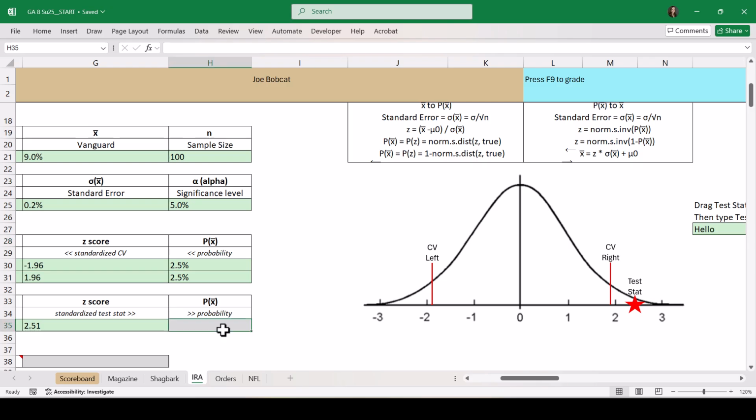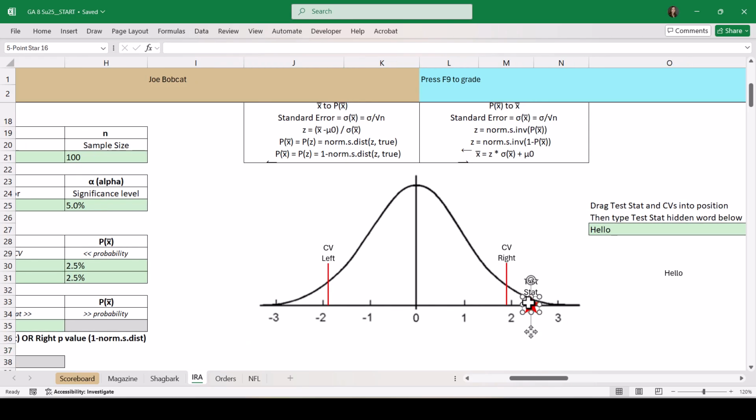All right, so now computing the p-value for the test statistic, or the probability. When it comes to a two-tailed test, you have to determine, are you going to compute the left p-value, which would be just the norm.s.dist function, or are you going to compute the right p-value? And that would be 1 minus norm.s.dist. The easiest way to make that decision is to look at your test statistic and determine what area you need to compute. Do you want to compute to the left of the test statistic, or to the right of the test statistic?